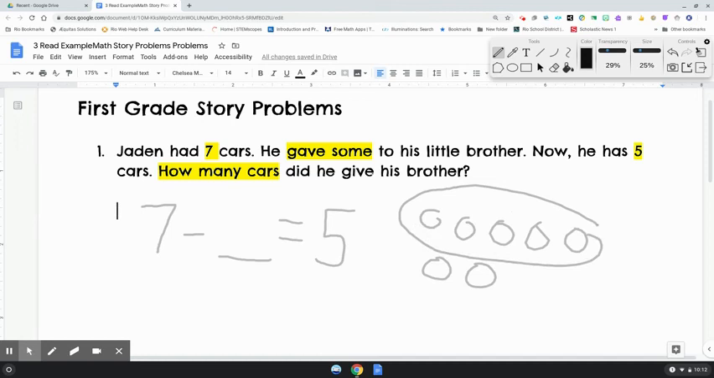So those 2 must be the ones that he gave away. Let me put that in my equation and check. 7 minus 2 is 5, and I know 5 plus 2 is 7. So he must have given his brother 2 cars. So I'm going to write 2 cars.